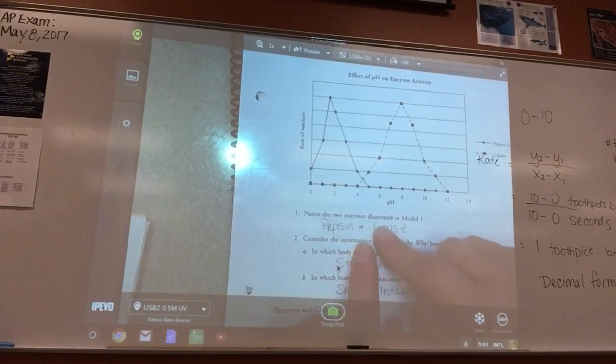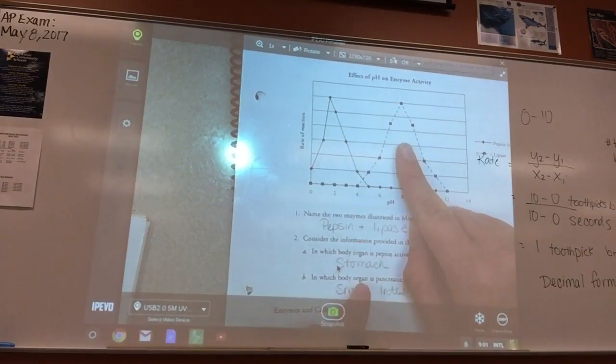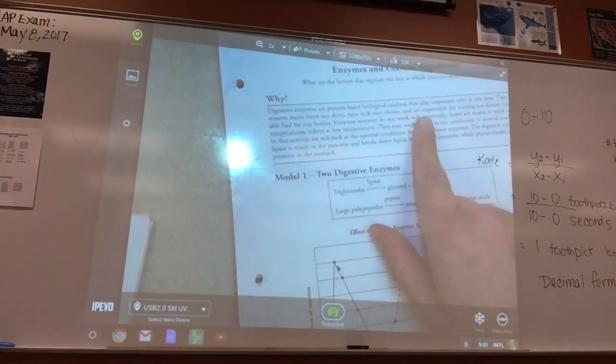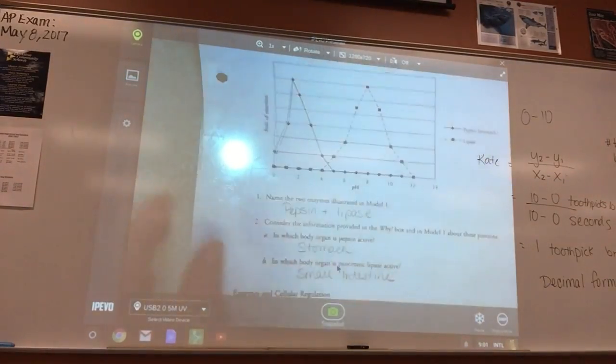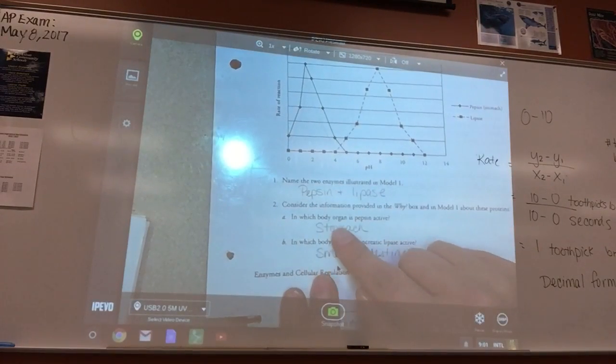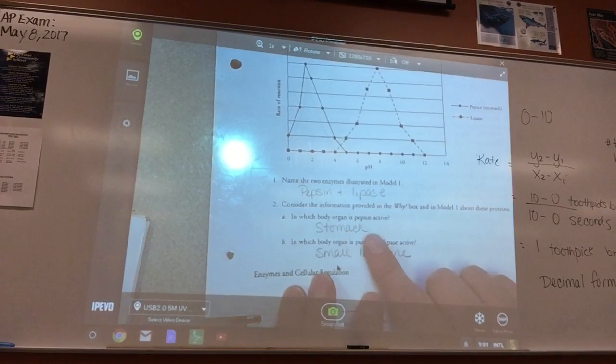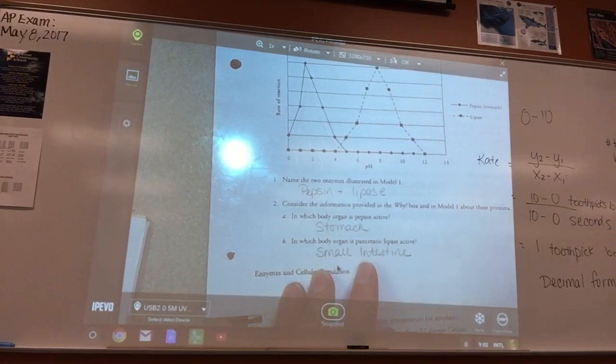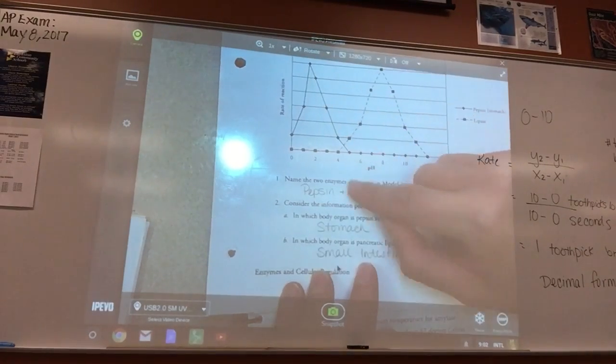And so the two enzymes were pepsin and lipase, and then it asked you to read up here in this Y box some background information, and it asks you in which body organ is pepsin active, and you should have the stomach. Remember we talked about that since then when we did notes on Monday, that the stomach has those special cells that secrete acid that makes it a very acidic environment, and that provides the right environment for the stomach enzymes to work properly.